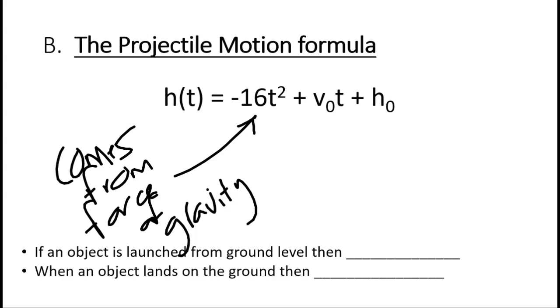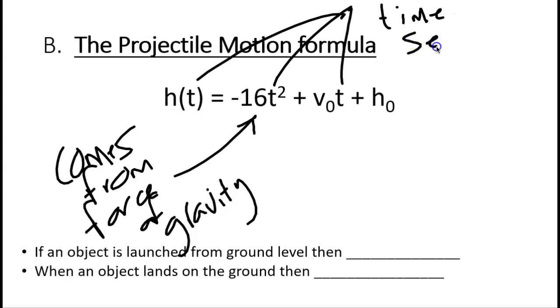Now the t represents time, and it's always going to be in seconds. We could change the formula, but if I change it to something other than seconds, that's going to change what the 16 would be, because remember that number comes from negative 32 feet per second squared. So if we change it to a different time unit, that's going to alter that number. So we're not going to do that. We're going to leave it as seconds. Just know that t represents time.